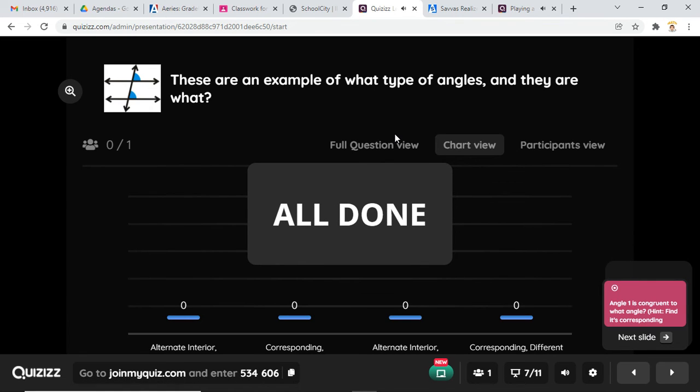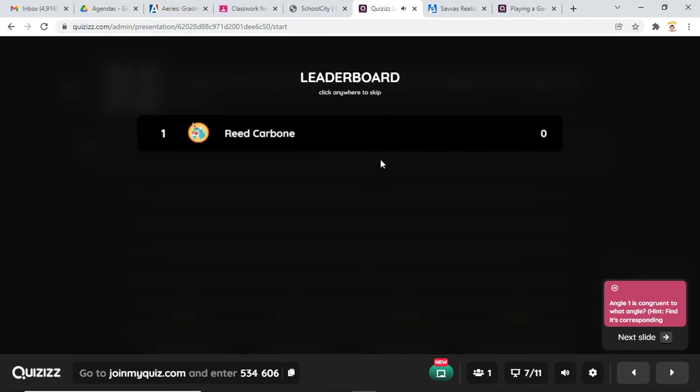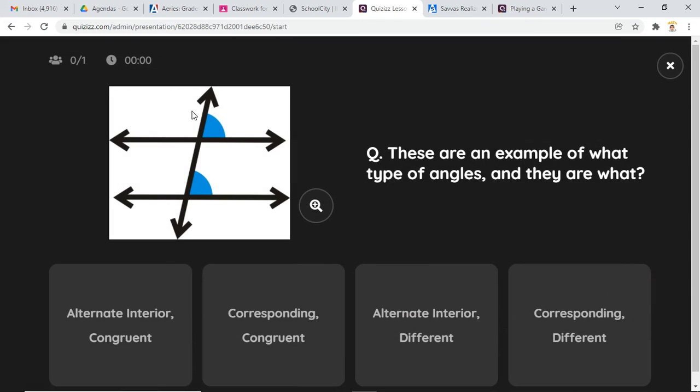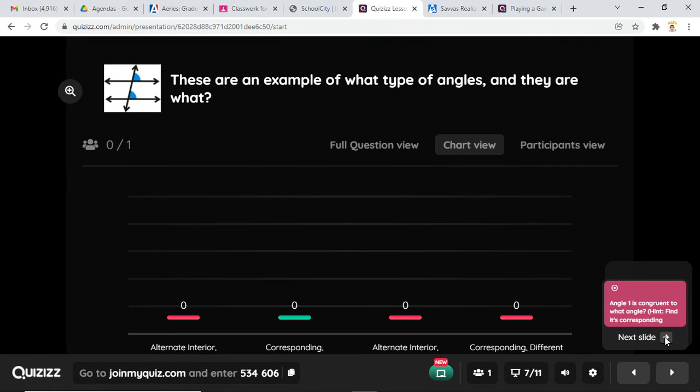So if we were saying that those were corresponding angles and that they were congruent, then you would be correct. These are corresponding angles and they are congruent. They are corresponding angles because they are both in the same spot. They're both above the parallel lines and to the right of the transversal, and they are congruent because all corresponding angles are congruent when our lines are parallel. All right, let's get on to our next slide here.